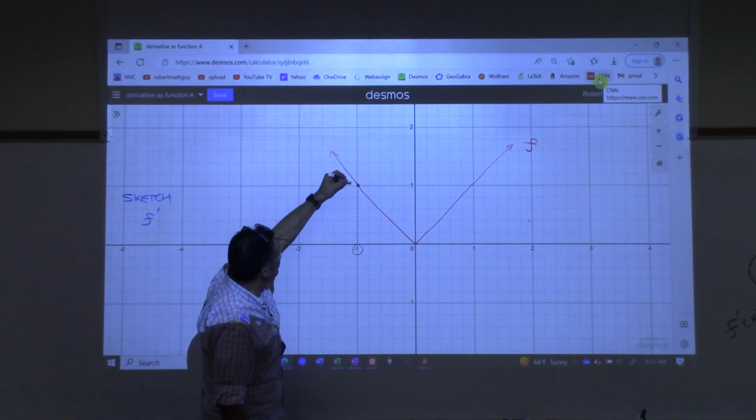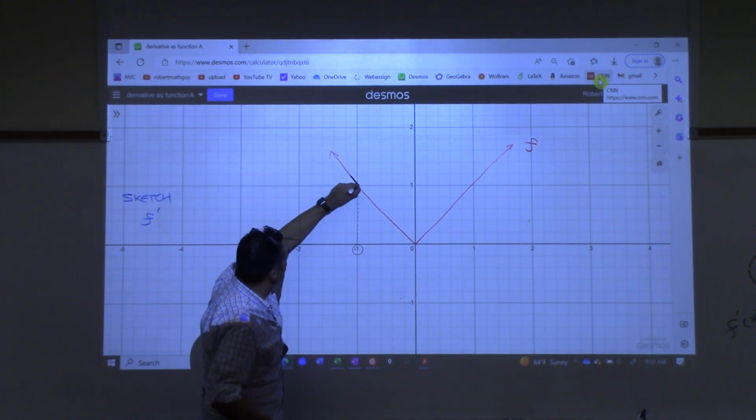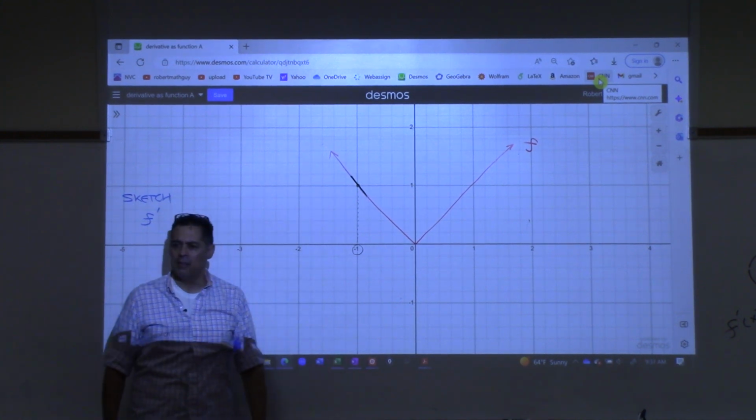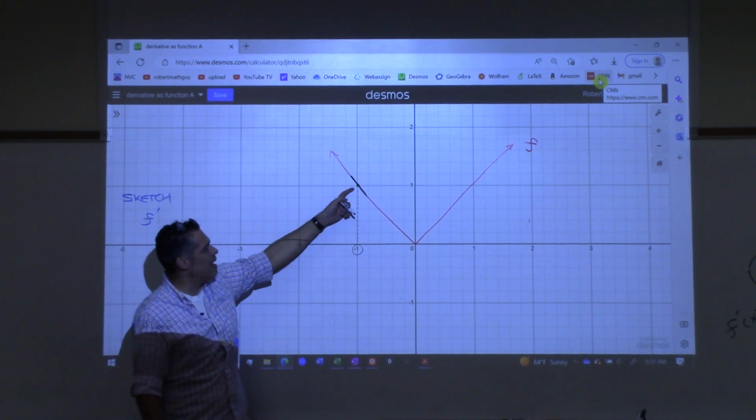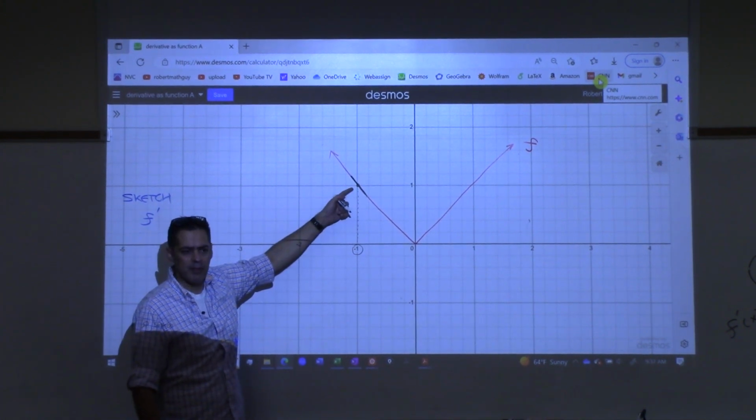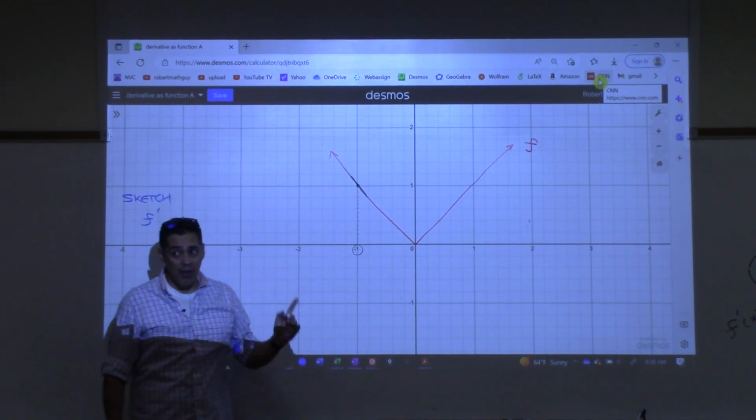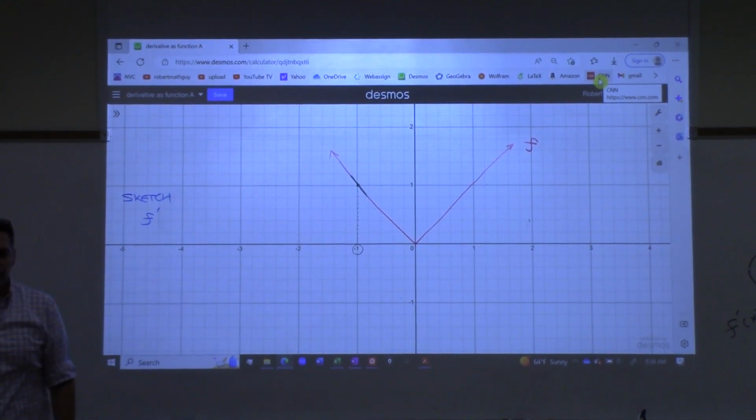Negative? So do you all agree that the slope of the tangent line should probably be just the slope of that line? Like the tangent line should just be that line right there, that little piece. That makes sense to you? Can you tell me the slope of that line right now? Close. Not 1, not positive 1, negative 1.